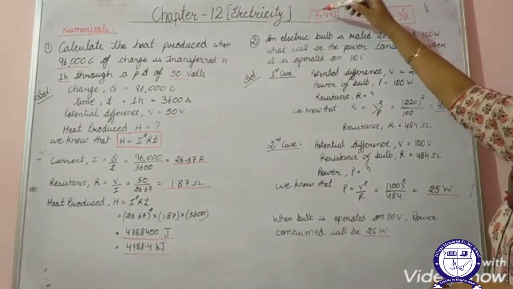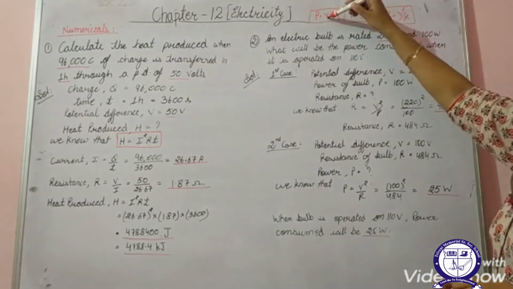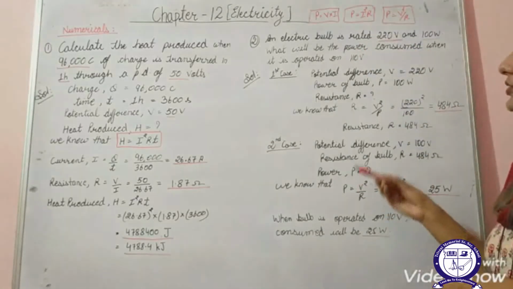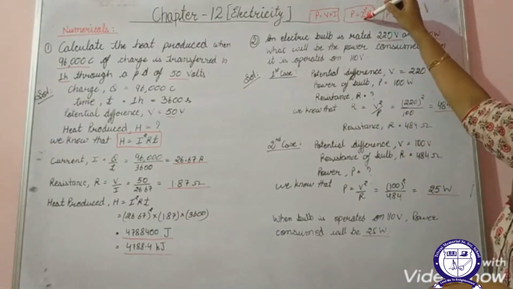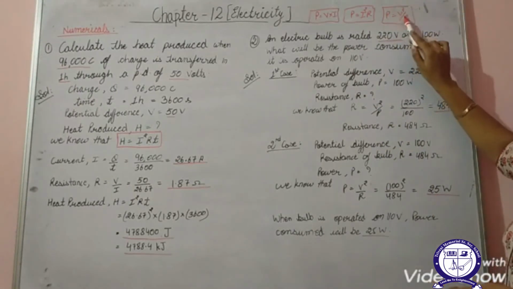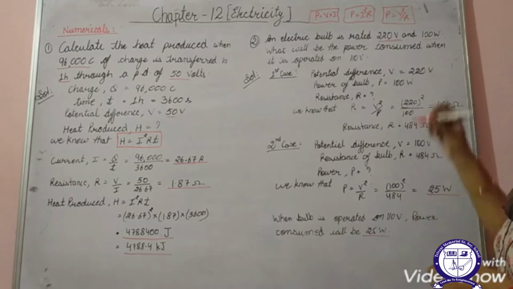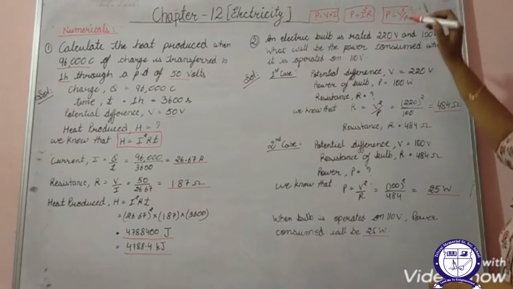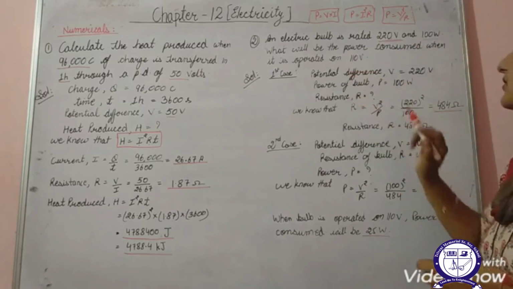This also we can't use, because for calculating power we need potential difference and current. Potential difference is given but current is not given. If we talk about this, then also current is not given. So we'll go for the third formula, that power is equal to V square by R. Why do we select this formula? Because resistance is also not given. So first of all we'll calculate the value of resistance using the first case.